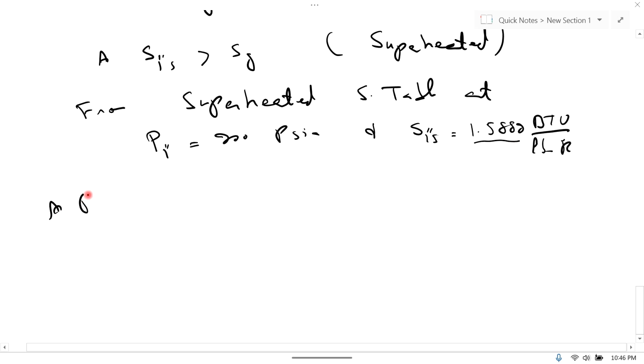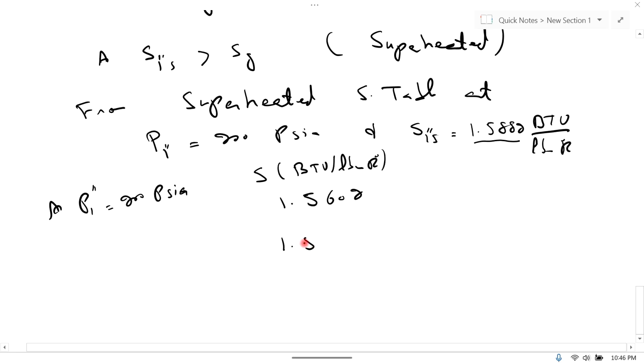P1 double dash is equal to 200 psi, and this is available in the superheated steam table. In the past two problems, problem 2.2 and problem 2.8, I used the steam table many times, so this should not be difficult. In the steam table, the entropy values 1.5602 and 1.5943 are available in BTU per pound mass per degree R, but we have to find the enthalpy at 1.5882.